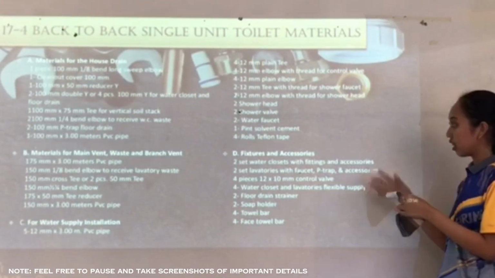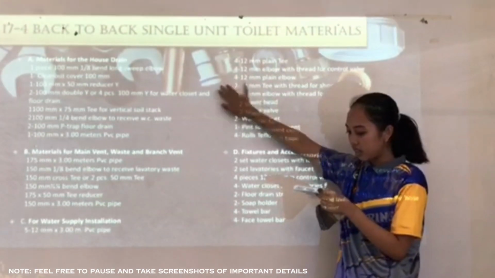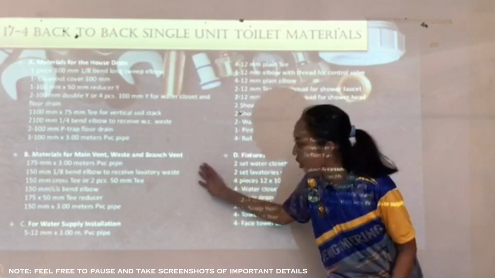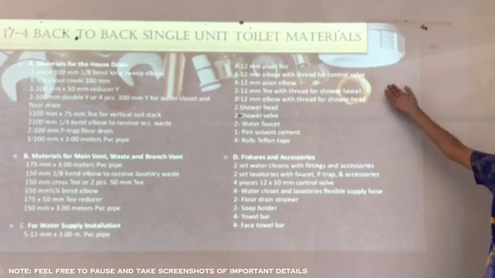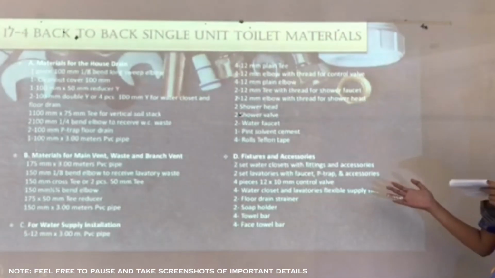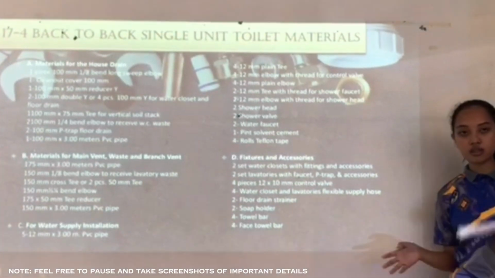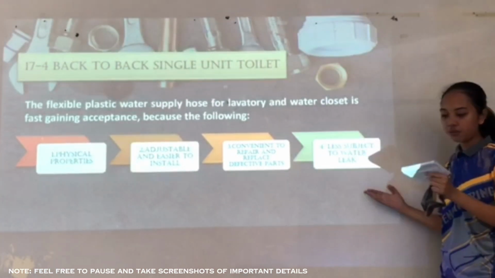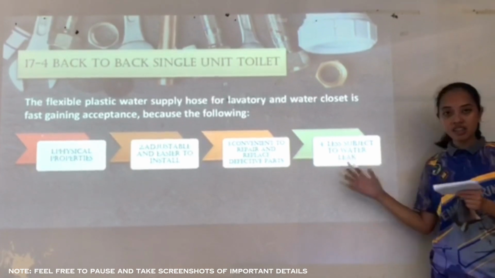So, these are also the materials required for the house drain, main vent, waste and branch vent, water supply installation, and the fixtures and accessories. So, the shared plumbing lines between the two toilets can make the installation process more cost-effective. Next.